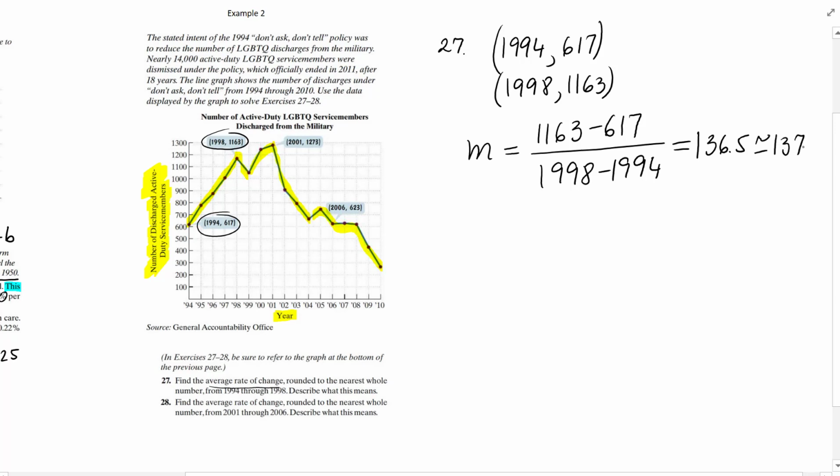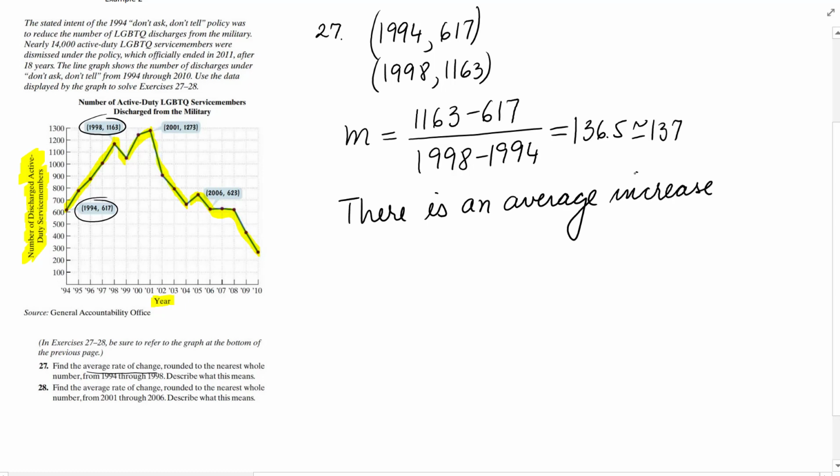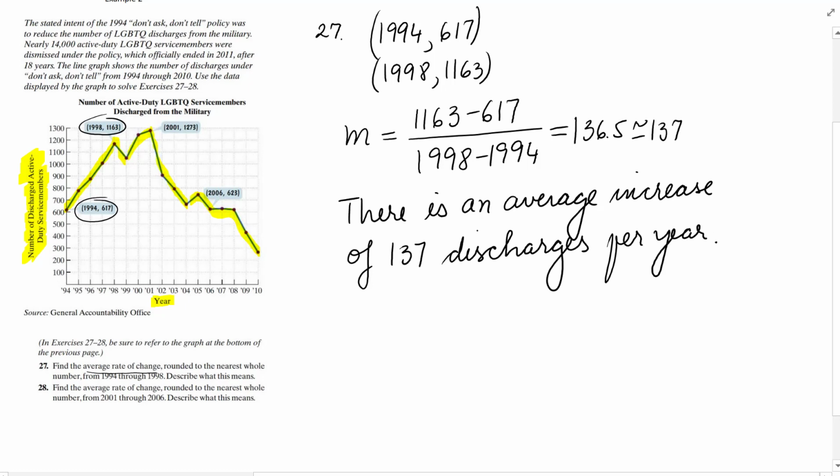Now what does this mean? It means that there is an average increase of 137 discharges per year between 1994 and 1998.